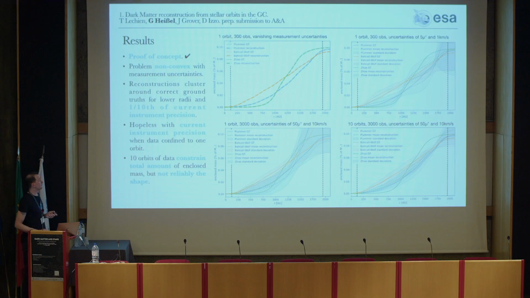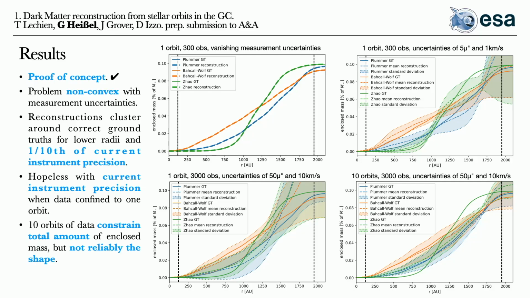So first we had a proof of concept. We produced mock data without error bars. So this is of course not the real world, but it was nice to see, okay, our fits really end up at the ground truths which produce the data. So proof of concept in this sense. And then we introduced measurement errors on our mock data. And first we were quite small with the errors. So this is 1/10 of the current instrument precision which we have. So it's much smaller than we actually can measure.